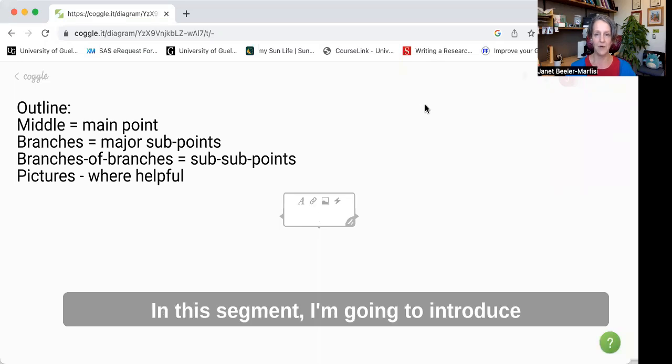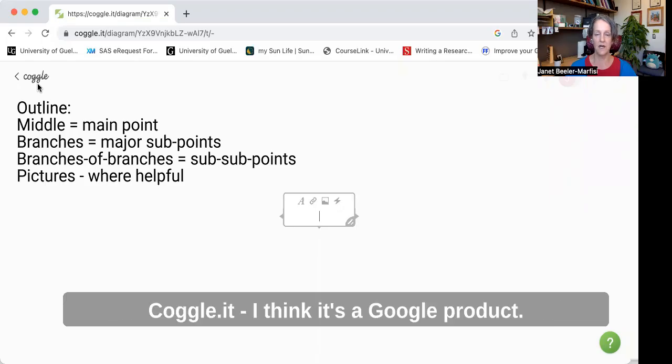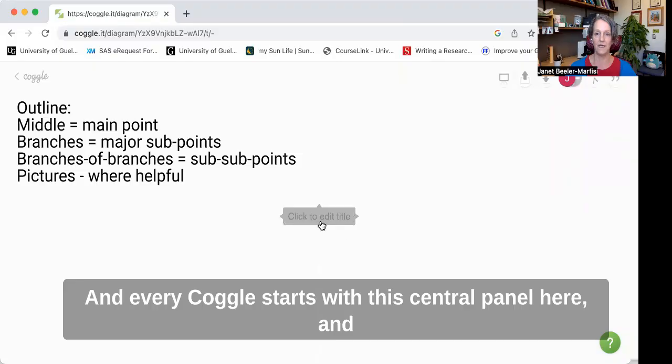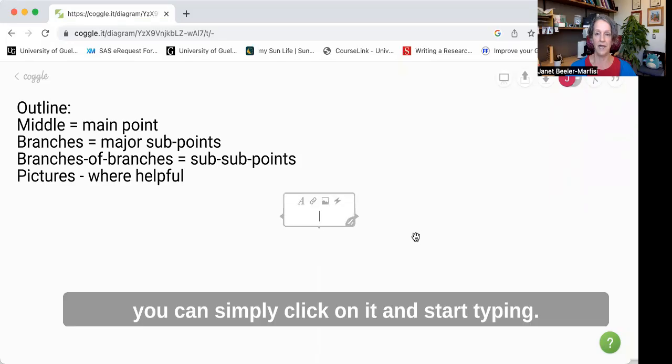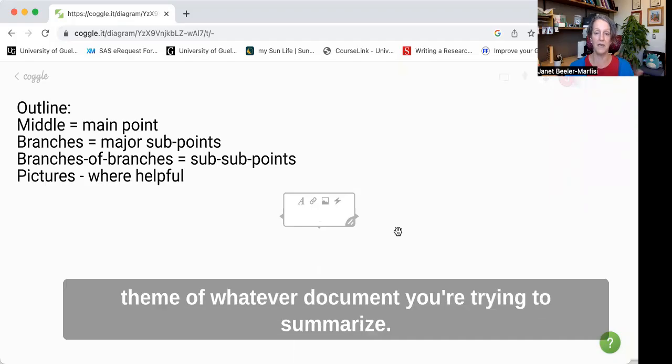In this segment, I'm going to introduce you to the concept of mind maps. Right now, I am working in a product called Coggle. It's free, Coggle.it. I think it's a Google product. And every Coggle starts with this central panel here, and you can simply click on it and start typing. What goes in the central panel is the main theme of whatever document you're trying to summarize.